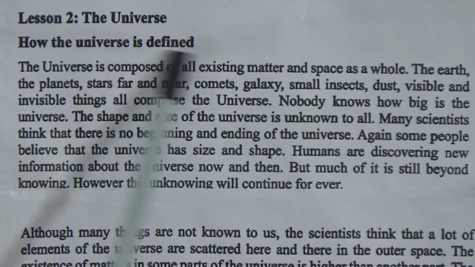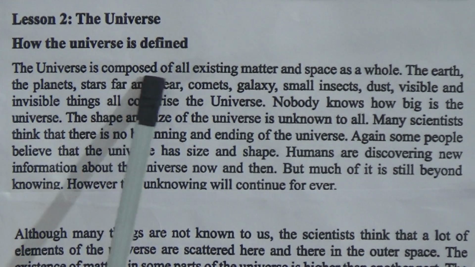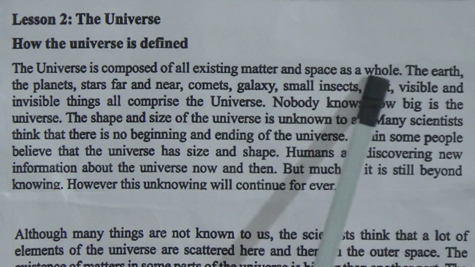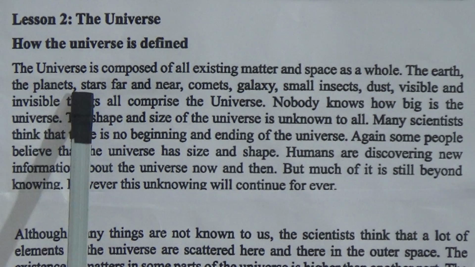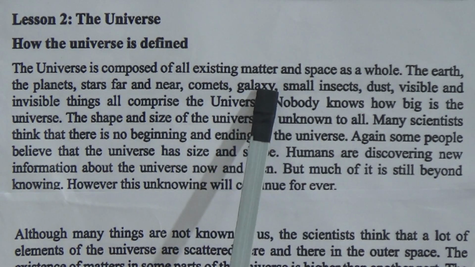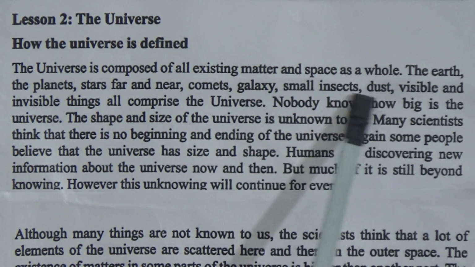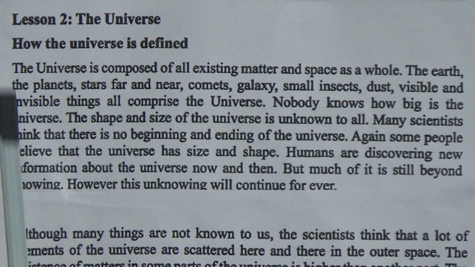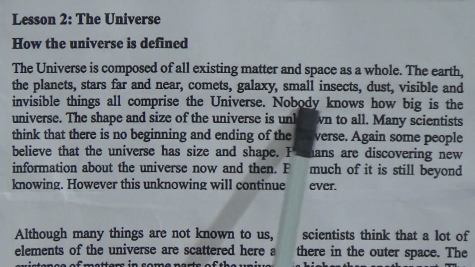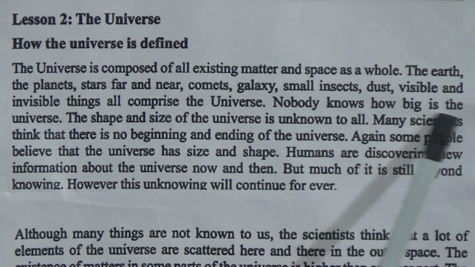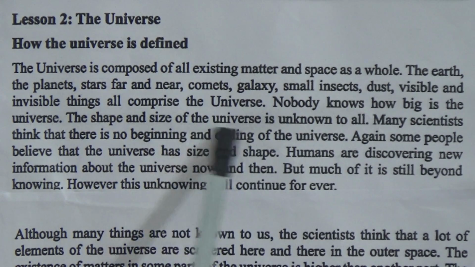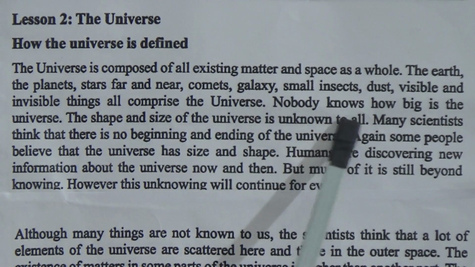How is universe defined? The universe is composed of all existing matter and space as a whole. The earth, the planets, stars, far and near comets, galaxy, small insects, dust, visible and invisible things all comprise the universe. Nobody knows how big is the universe. The shape and size of the universe is unknown to all.